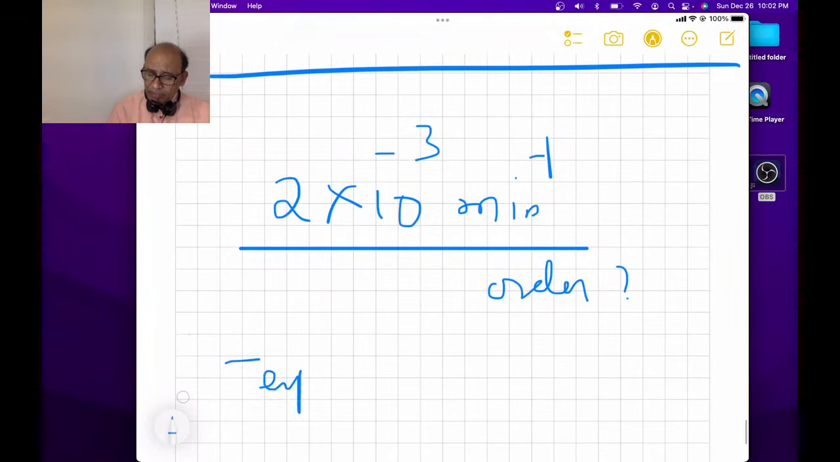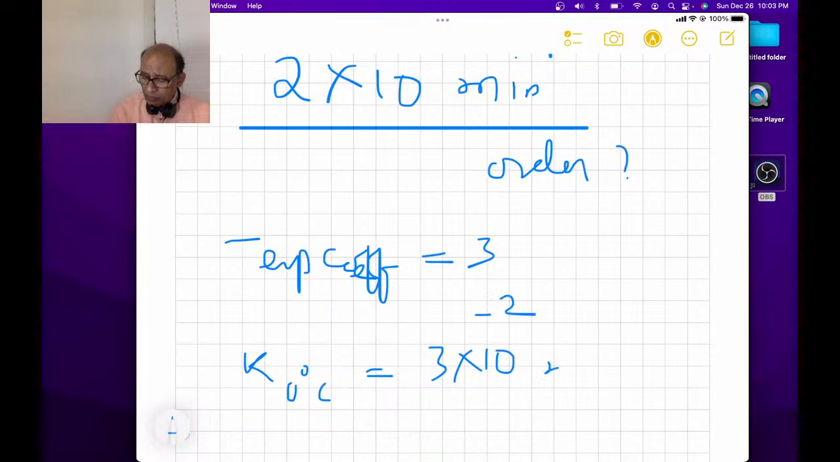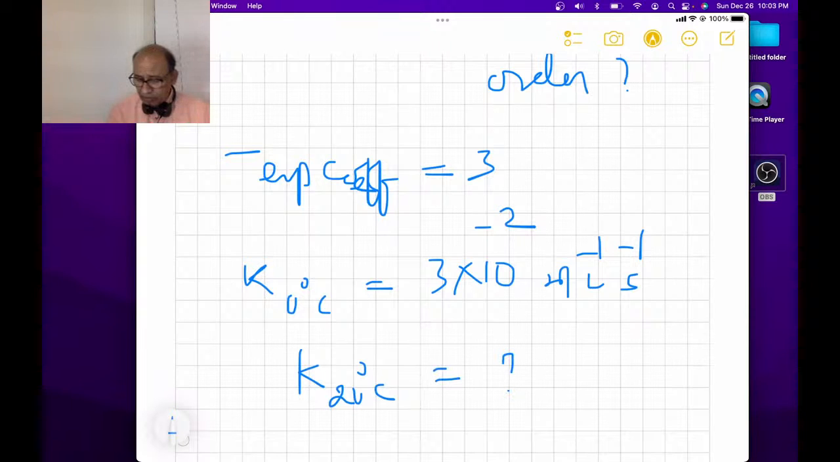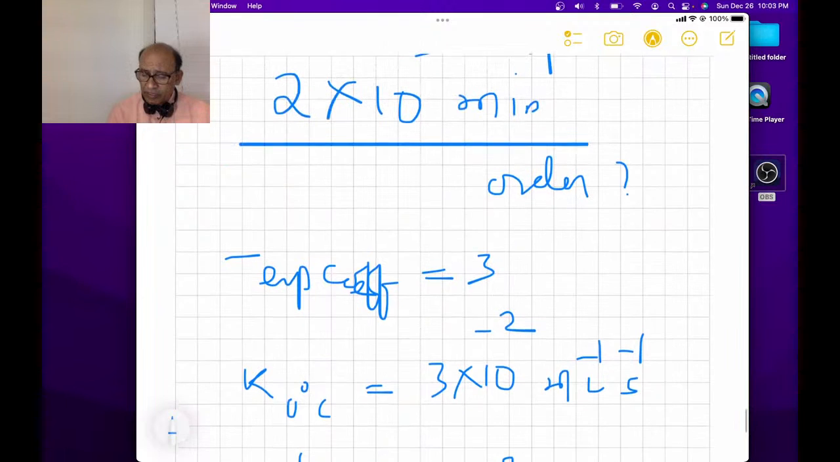If temperature coefficient for a reaction is 3, if rate constant at 0 degree centigrade is 3 into 10 to the power minus 2 moles per liter per second, what is the rate of the reaction at 20 degrees centigrade? Can you find out the rate constant? So these are some practice problems you can think of.